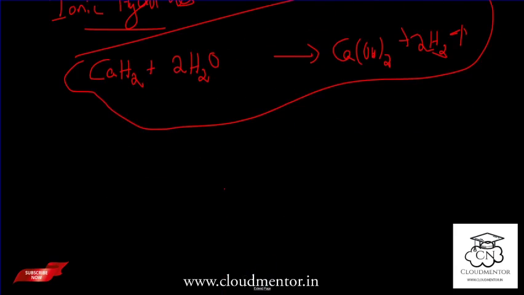So the first method, we are talking about the industrial preparation. The writing does not seem to be smooth because I am using a mouse and it is difficult to write with this mouse. Okay, industrial methods.